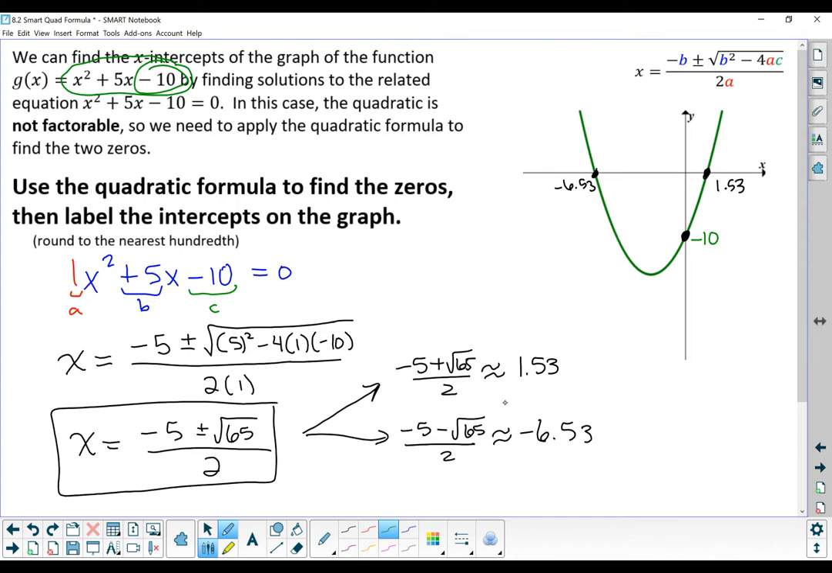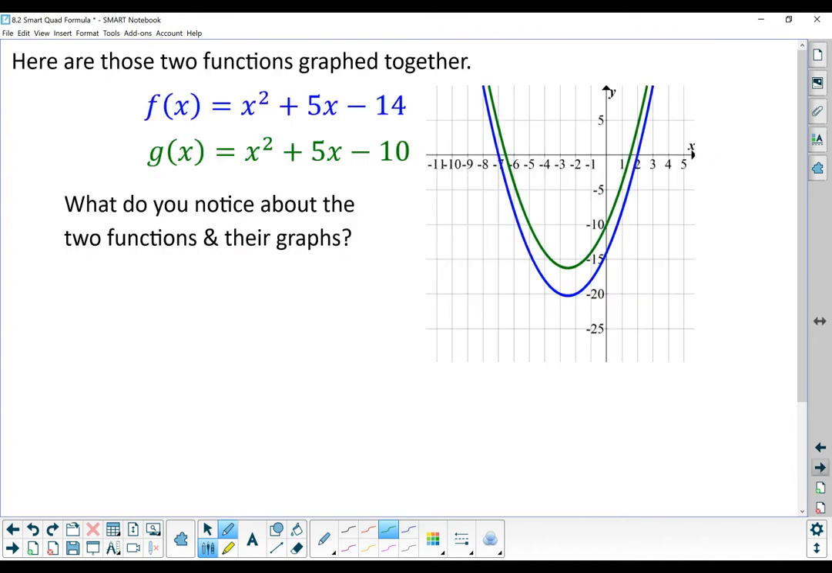So these types of roots that are coming from these radical forms, they're called irrational roots or irrational zeros of the function. Here are those two functions graphed together. Kind of interesting to see them together. So the one we factored had roots at 2 and negative 7, and then this one had those irrational roots.